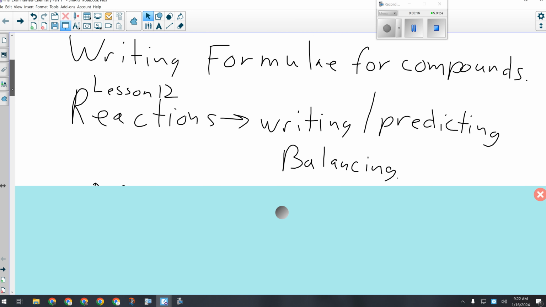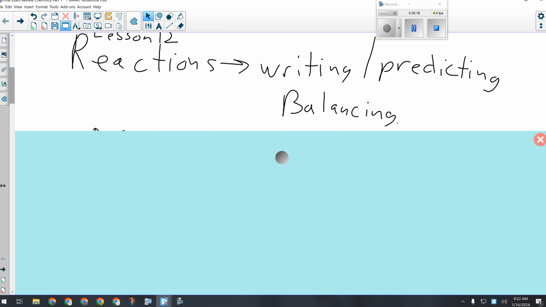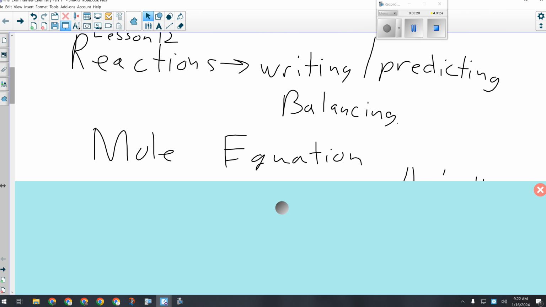So those are the skills that you have to demonstrate from the chemistry unit. Now, are there some other things in the multiple choice? Yes. There's some properties of compounds and solubility stuff in the multiple choice, so you should go over those lessons a bit. But in terms of marks distribution, those are the big ones: reactions, writing, balancing, mole equation.